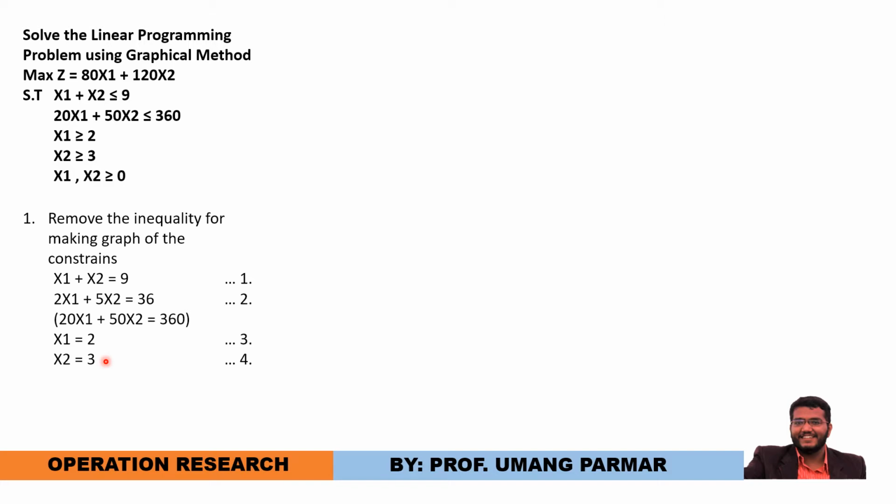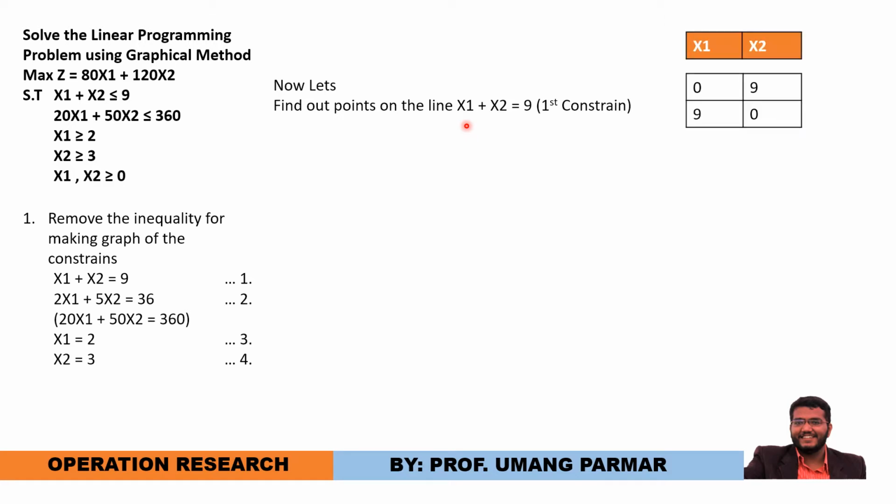So first we are taking our first constraint, that is x1 plus x2 equal to 9. When we are looking for the points on this line, first we will assume x1 equals 0. So once I put x1 equals 0, I will get x2 equals 9. So my first point will be (0, 9). For the second point, I am putting x2 equals 0. So I am getting x1 equals 9. So my second point will be (9, 0). So these are the coordinates of x1 and x2: (0, 9) and (9, 0).